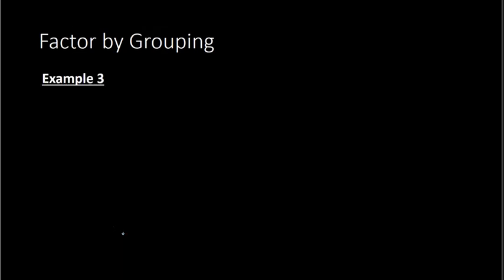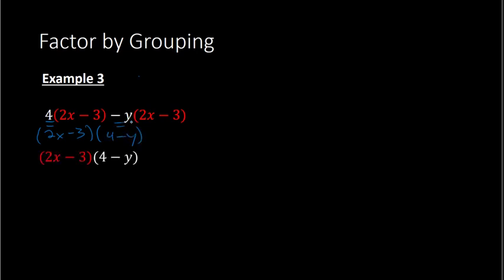Here are some more examples. Next we have 4 times 2x minus 3 minus y times 2x minus 3. Well, they both have a 2x minus 3 in common, so I can factor that out. So I factor out a 2x minus 3, and in parentheses I'm left with what is left over, which is a 4 and minus y. So my factored form would be 2x minus 3 times 4 minus y.